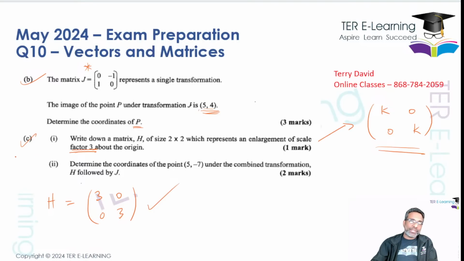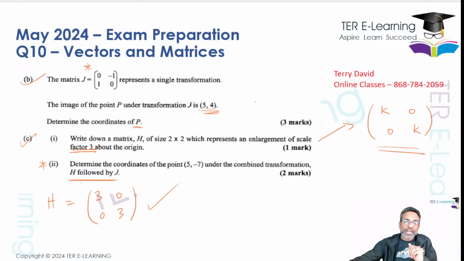Now, in part 2 here, and they like to bring this as well in the exam, determine the coordinates of the point (5, minus 7) under the combined transformation H followed by G. For this particular question, you have to look at the order in which you're performing the transformation. When they tell you H followed by G, it means that H is being done first, and then G is being applied to it. So that affects how we're going to work this out.